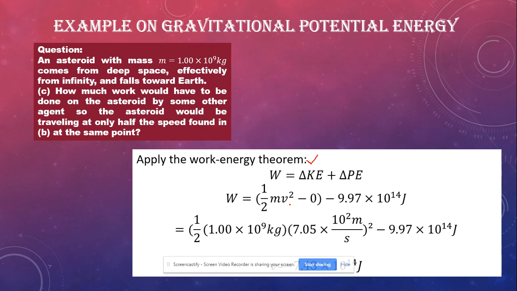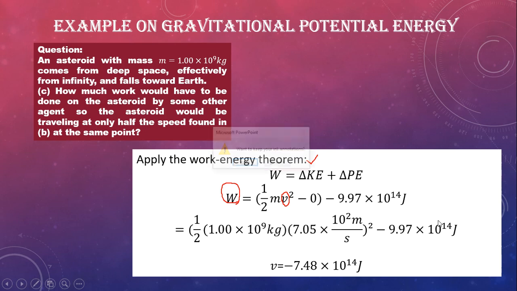Now I need to find the work done when the velocity is half of the velocity that I found in question B. By substituting everything, with the velocity equal to 7.05 to the power of 2, I will get the value of work equal to negative 7.48 to the power of 14 joules. So that's it for the example of potential energy.